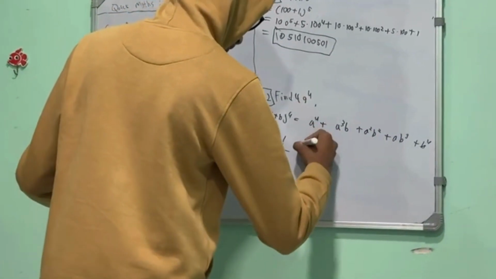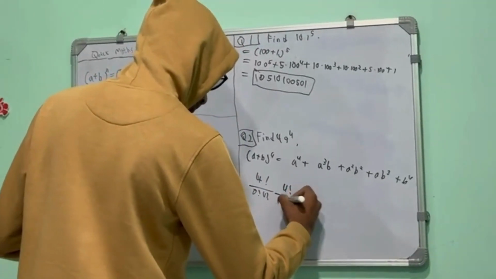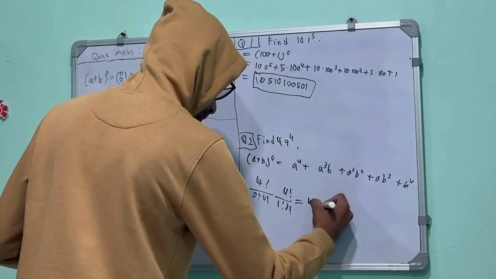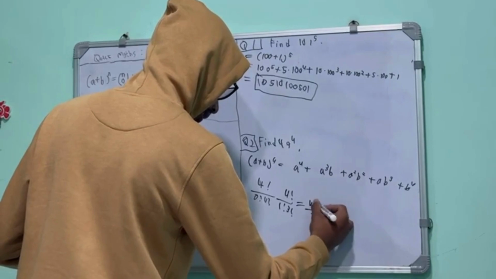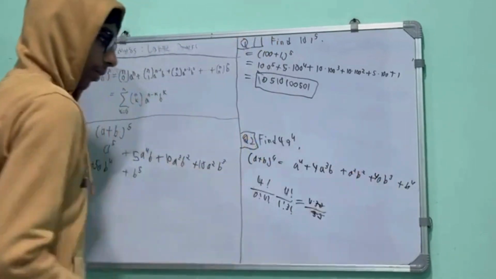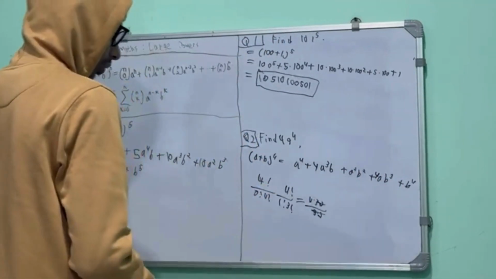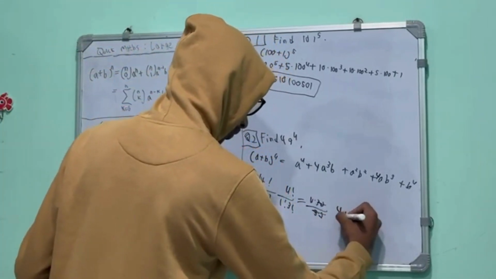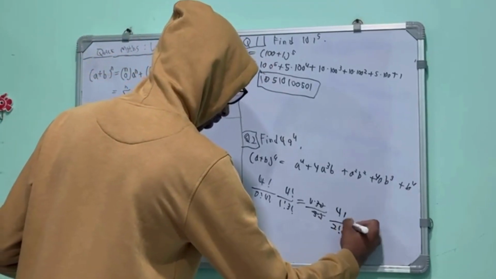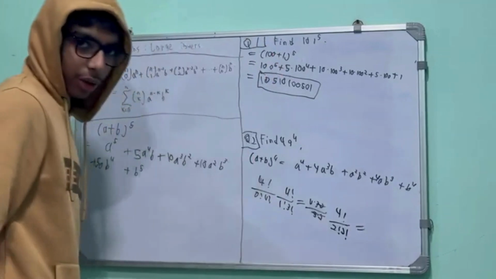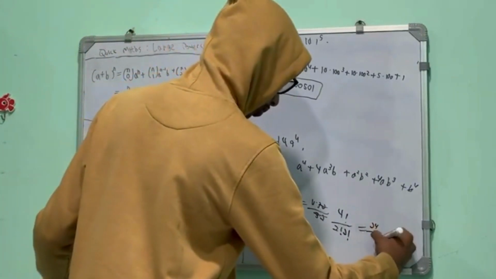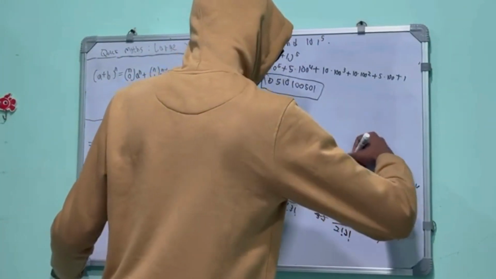Second term will be 4 factorial over 1 factorial 3 factorial. And this is 4 into 3 into 2 upon 3 into 2. So we can cancel that. So this term will be 4. And this term will also be 4. And now we just need to find the coefficient of the middle term. So this will be 4 factorial over 2 factorial, 4 minus 2 factorial, which is this 2 factorial. So 4 factorial is equal to 24 and 2 factorial is just equal to 2. So this term will come out to be 6.